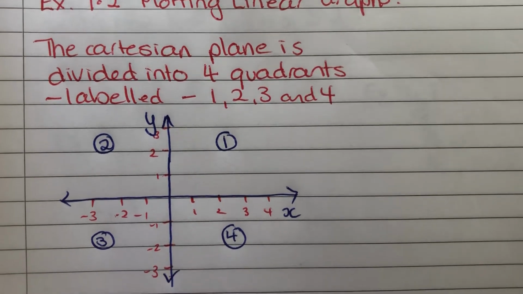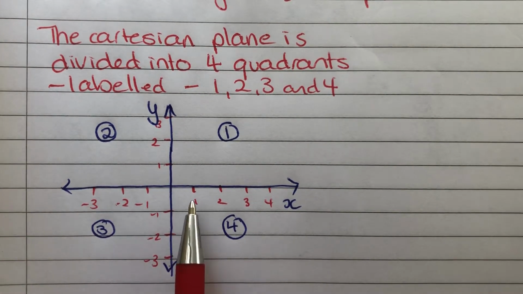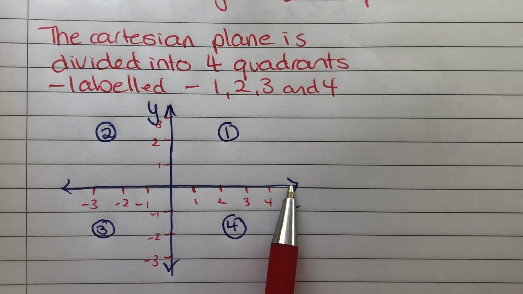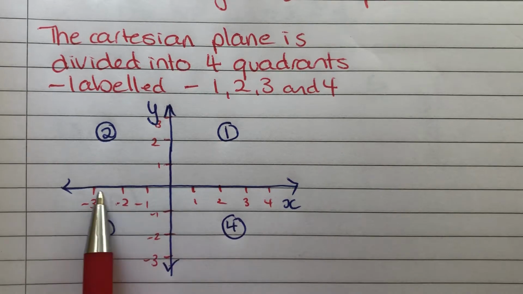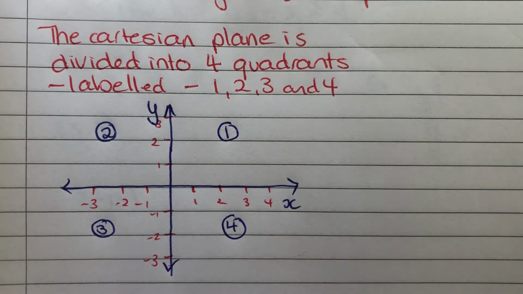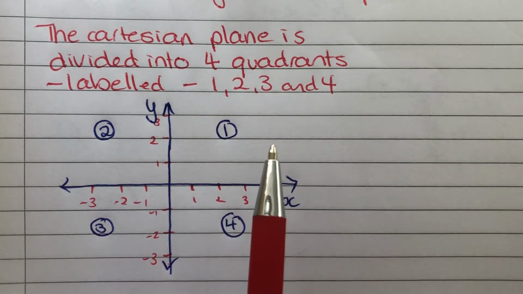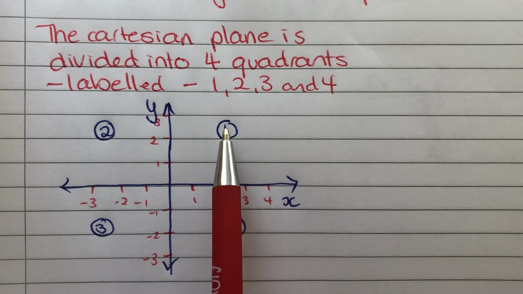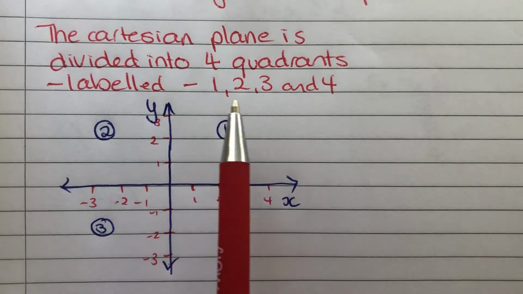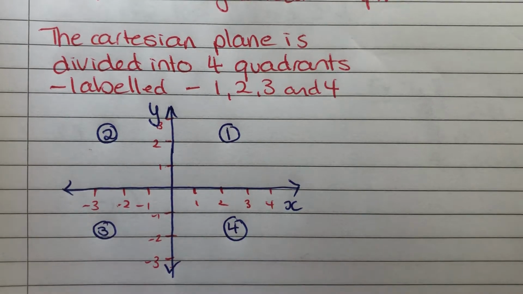Okay, so first of all, we have the Cartesian plane, and you've all seen this before. Positive numbers going to the right of the x and up on the y, and then negative to the left and negative down. The thing that you might not remember is it's divided into 4 quadrants. They're called quadrants, so please use that word. And we start at the top right, where everything is positive, and we call it 1, 2, 3, and 4.